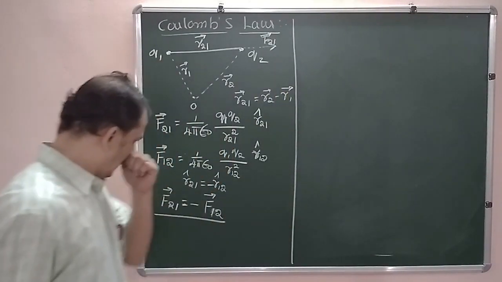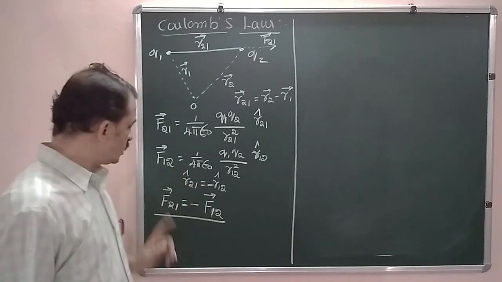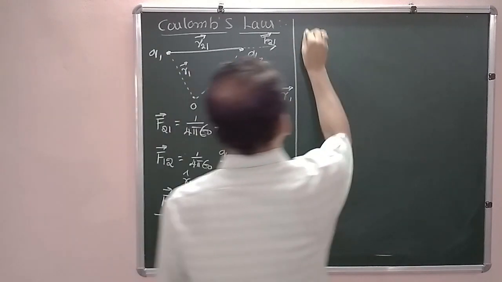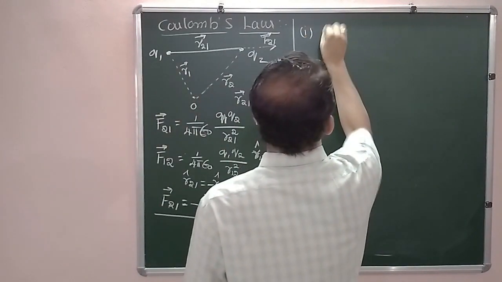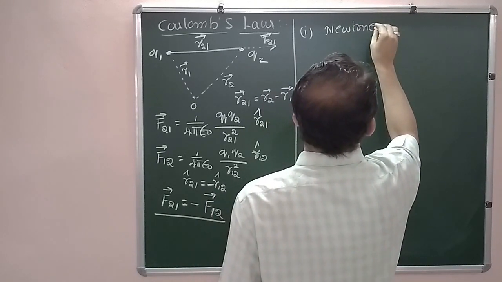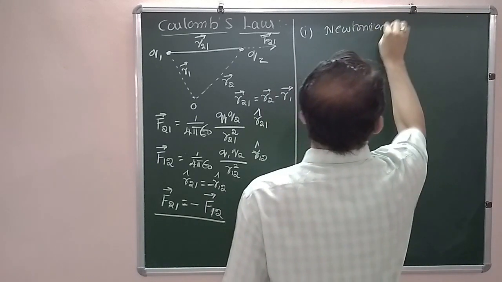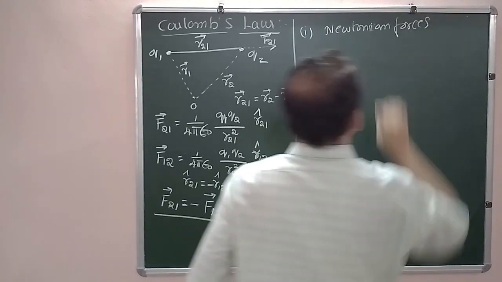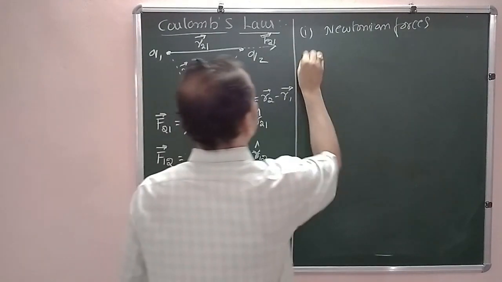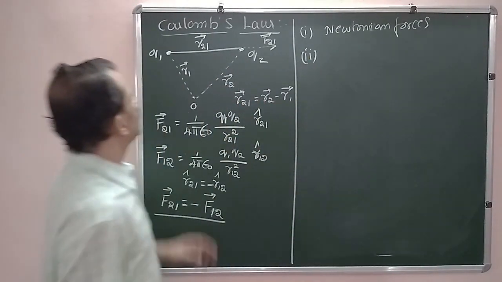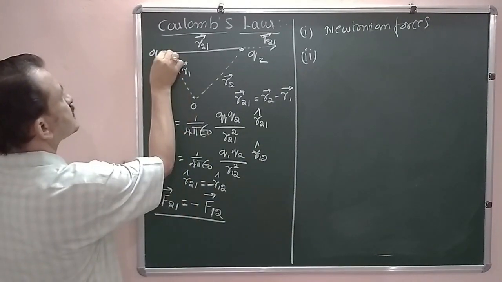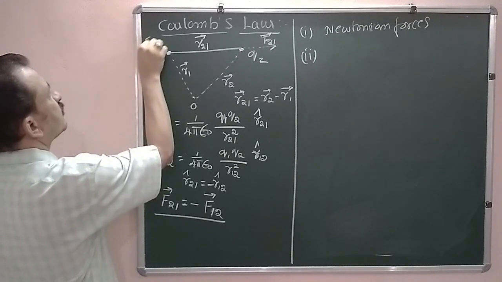Now, these two forces are equal in magnitude but opposite in direction. Therefore, this Coulomb force is also said to be a Newtonian force, since they are satisfying Newton's third law. And second one, what is the direction of this F12? The direction of F12 is along this direction.